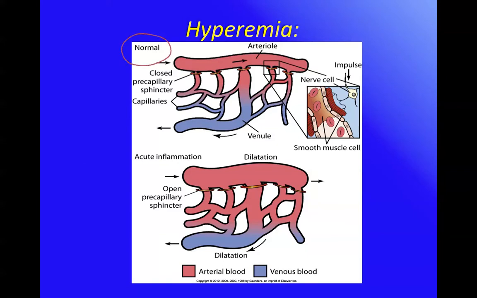Note the contrast between the normal capillary network and the capillary network experiencing acute inflammation. An injury triggers a nervous impulse that relaxes the precapillary sphincters in the arterioles, which allows blood to flood the capillary network.